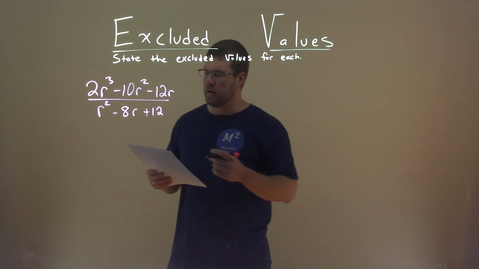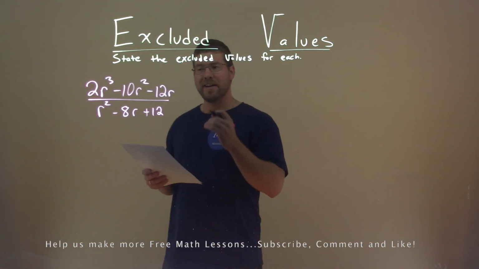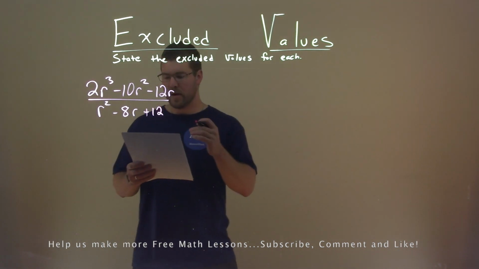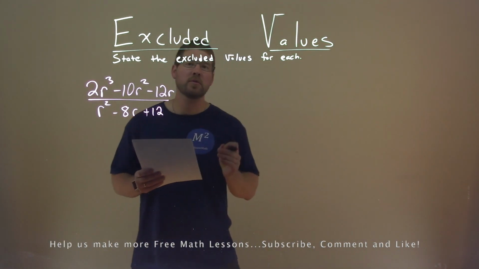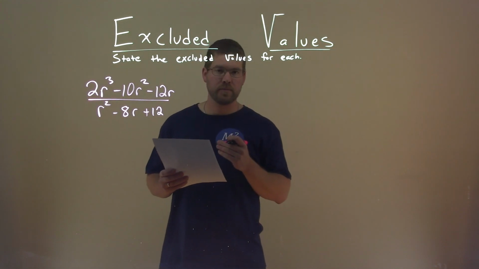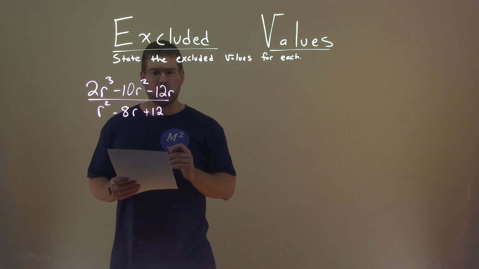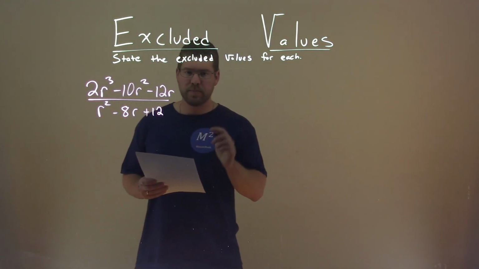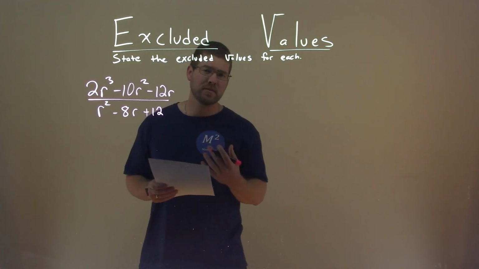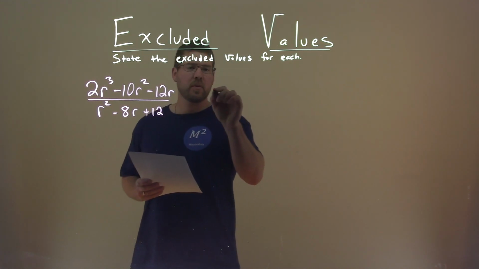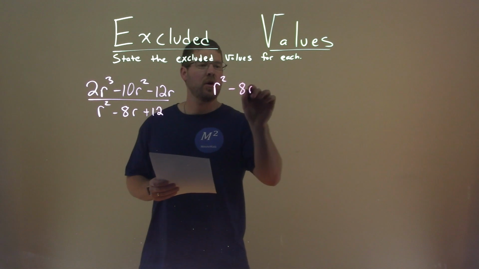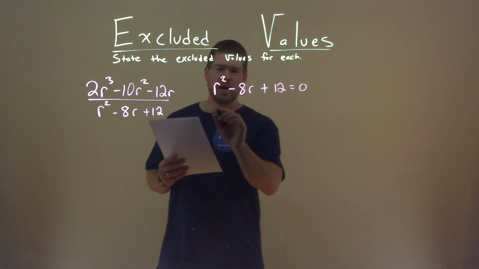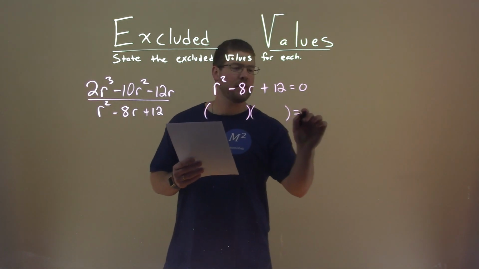We're given this problem right here, 2r to the third power minus 10r squared minus 12r divided by r squared minus 8r plus 12, and we want to find the excluded values. Well, we have a rational function here, or a rational expression, and we know we cannot divide by 0. So when this denominator is equal to 0, that's our issue. So we're going to take the denominator, r squared minus 8r plus 12, and we're going to set it equal to 0 here. Now, this looks like it factors fairly well.